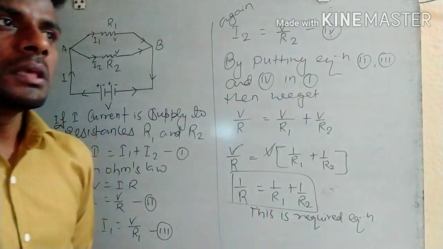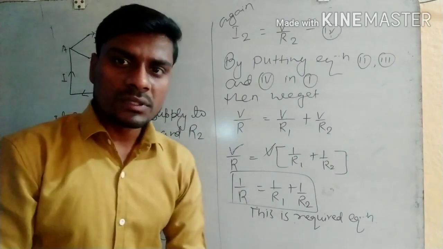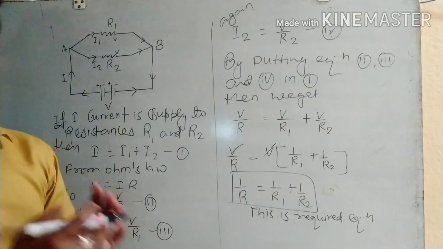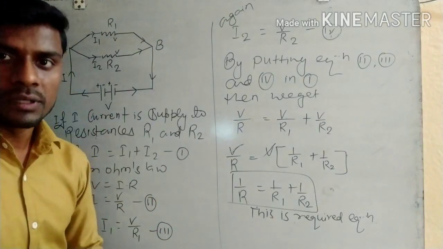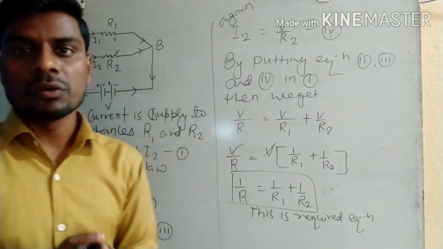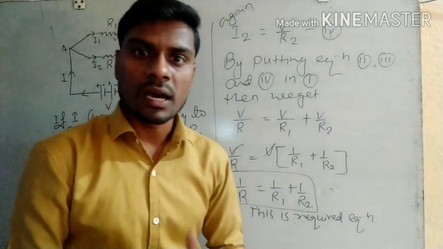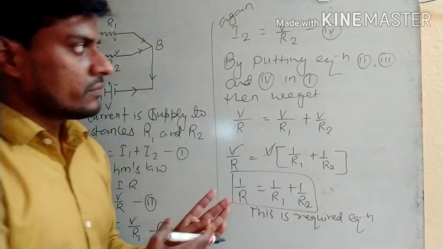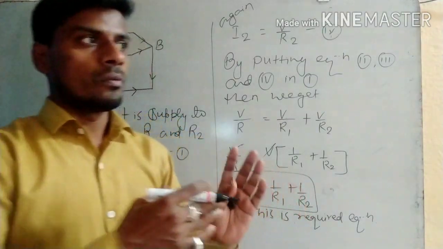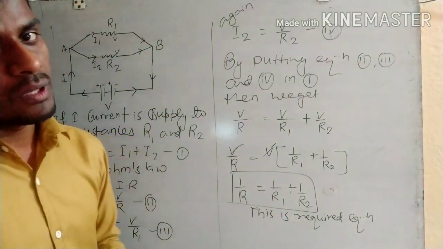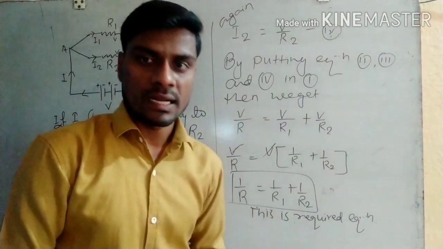That means if a number of resistances are given in a parallel combination, we can also find the derivation for them. We can prove that 1 by R is equal to 1 by R1 plus 1 by R2 plus 1 by R3. So if many resistances are connected in parallel, we also get the derivation for that.